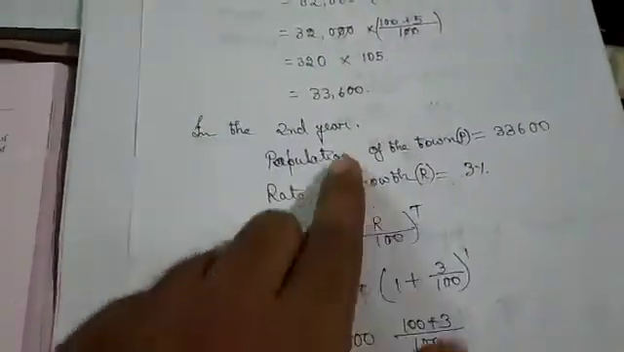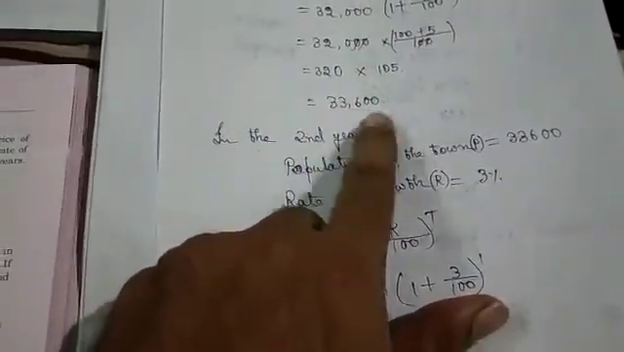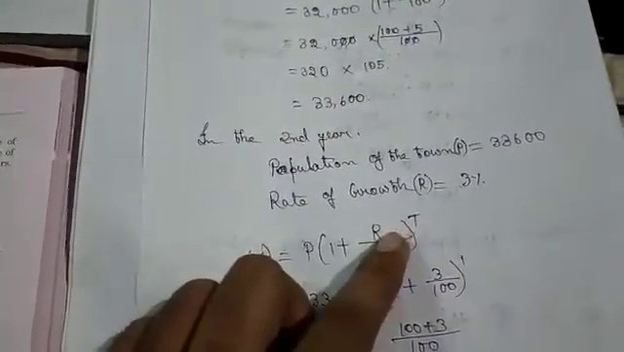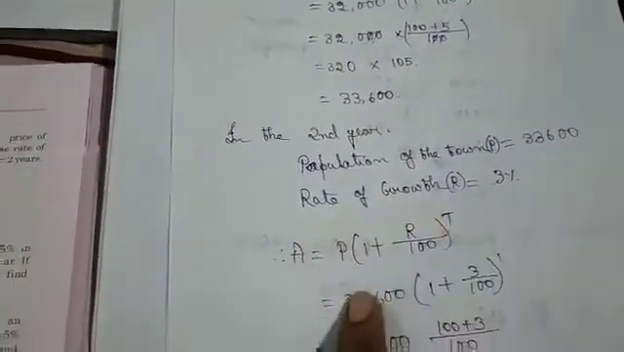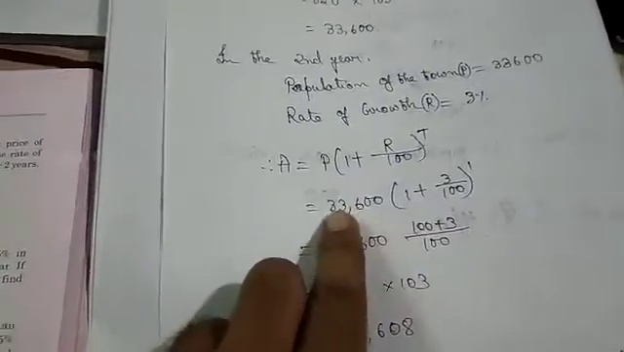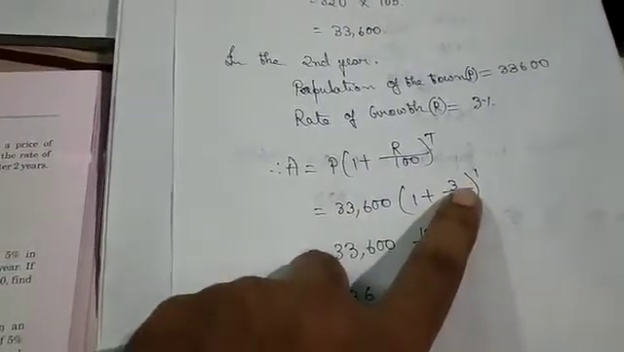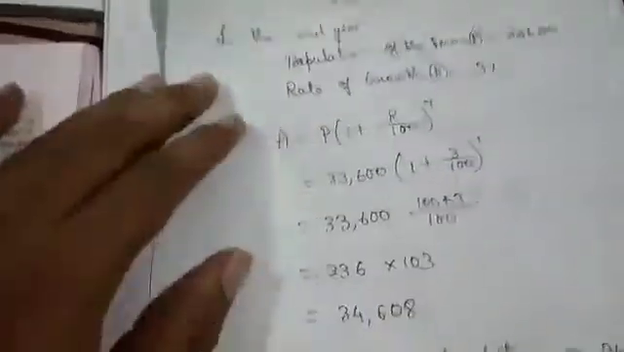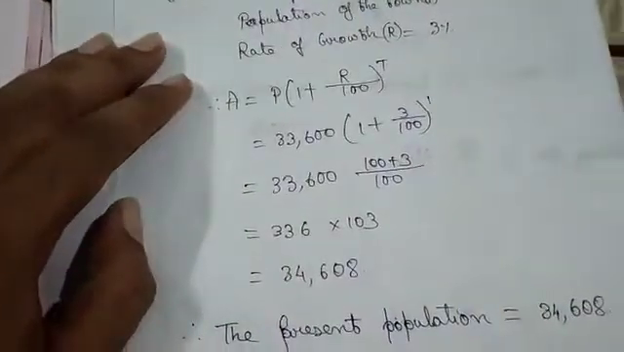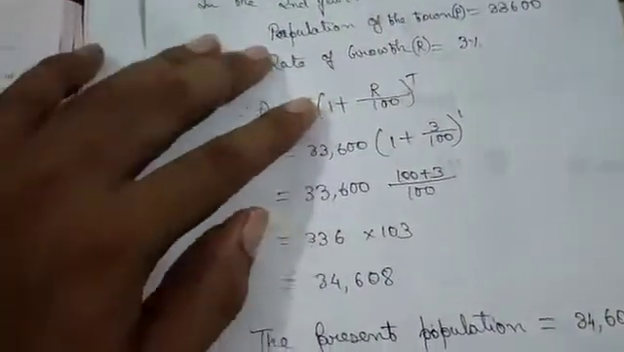Now our present population is 33,600, and for the second year our rate of growth is 3%. So with the present population given and the rate being 3 percent, we use the same formula, and it will be plus since it is growing again.